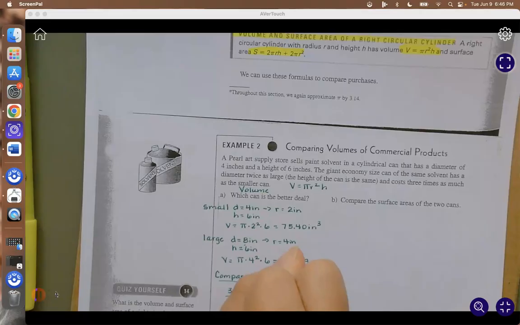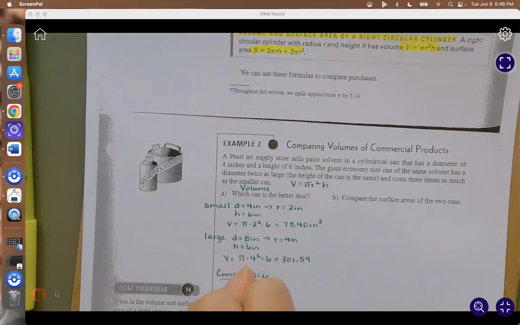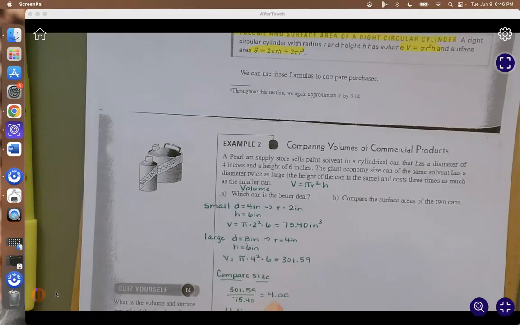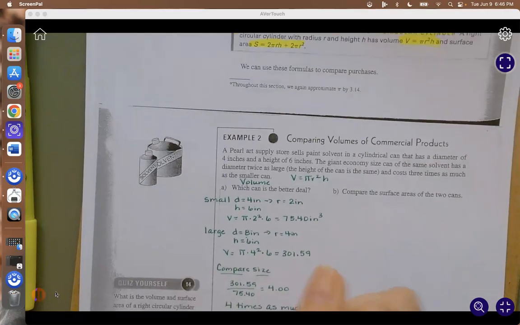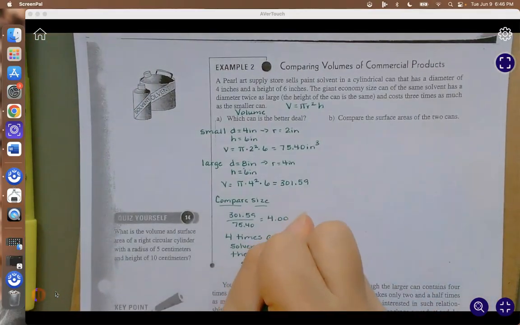And that gives me 4.00. So what this means is there is 4 times as much solvent for 3 times the price. So the large can is the better deal.